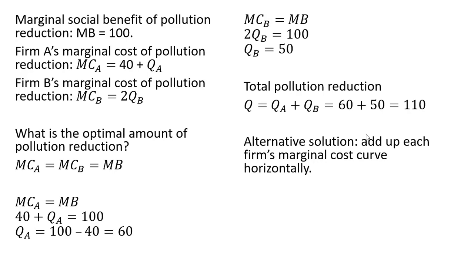Another way of doing this is add up each firm's marginal cost curve horizontally. So we get these marginal cost equations. We're going to add up these curves horizontally. So to do that, we're going to solve for firm A's marginal cost. We're going to solve this equation for Q subscript A. And we're going to do a similar thing for firm B's marginal cost. We're going to solve its equation for Q subscript B.